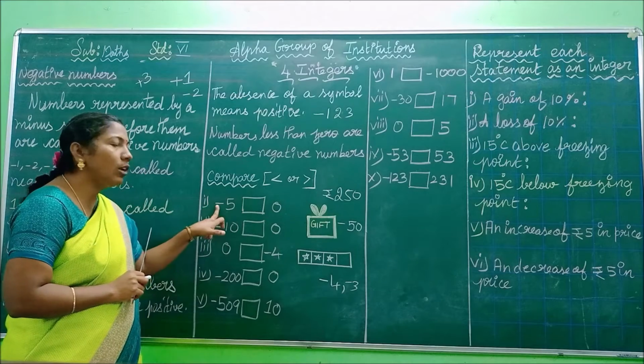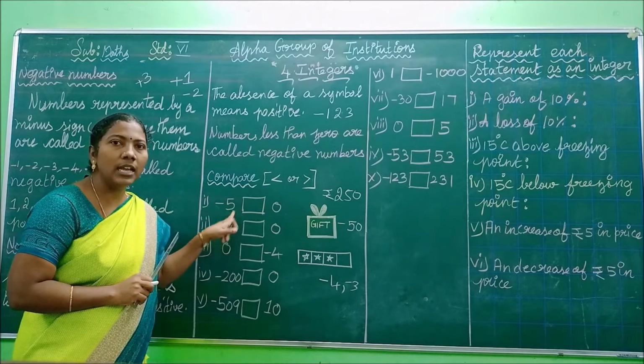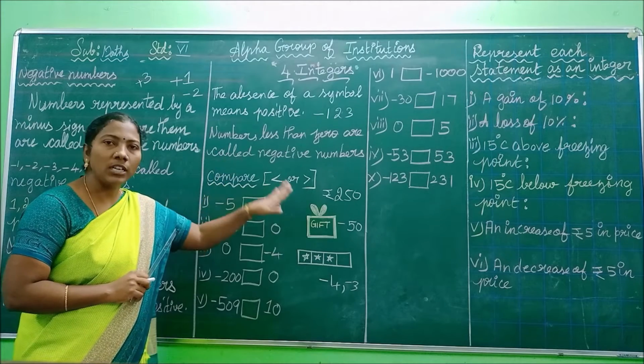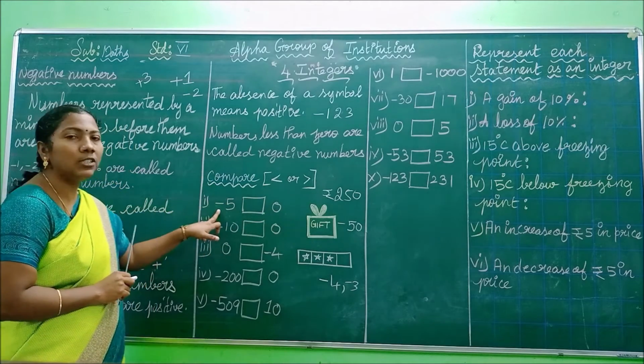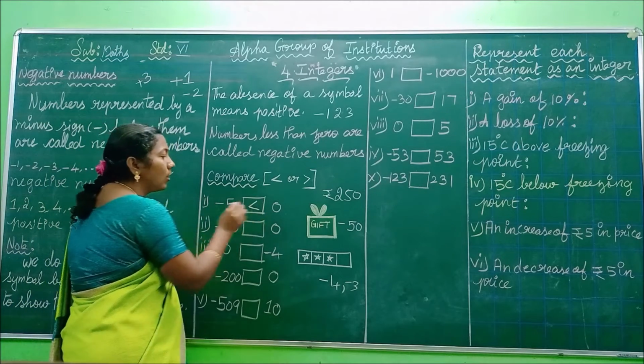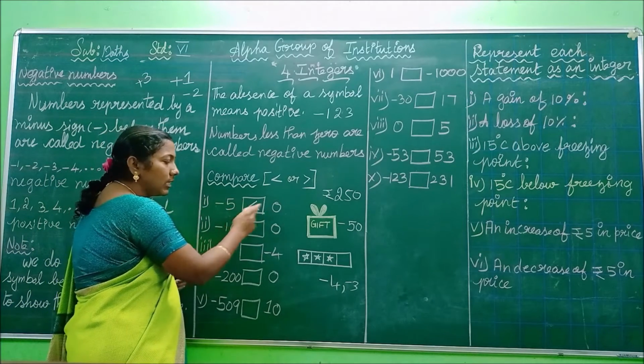So a negative number is always less than 0, as well as a negative number is always less than positive numbers. So here, which is the smallest number? Minus 5. So you have to put the symbol less than. So minus 5 is less than 0.